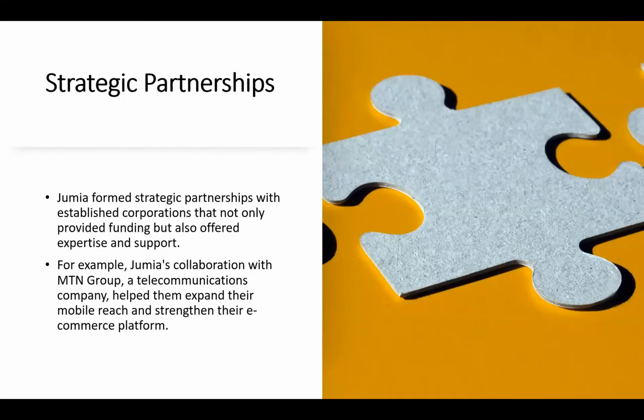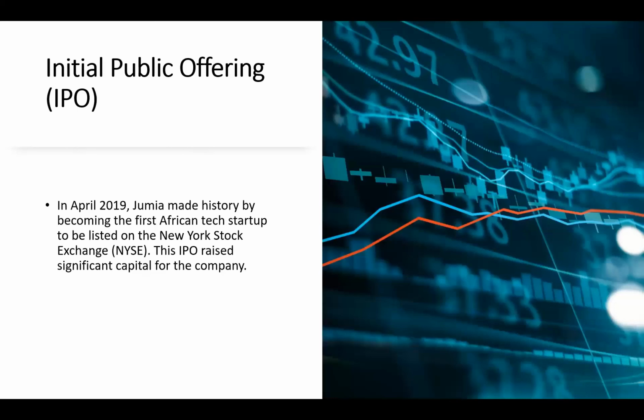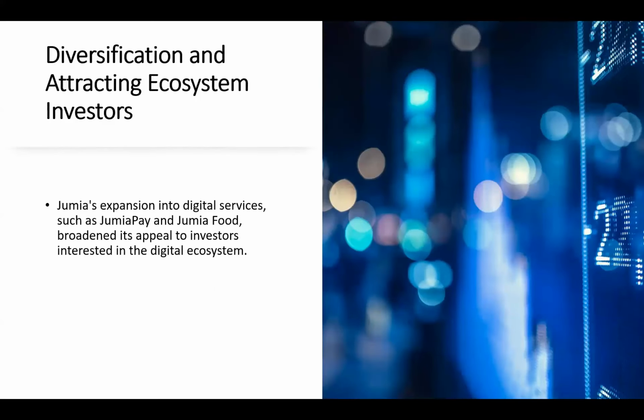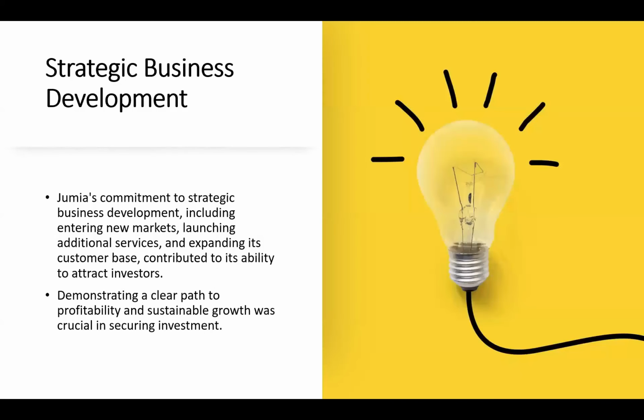They made strategic partnerships. And then they did an IPO in 2019, becoming the first startup from Africa to be listed on the New York Stock Exchange. So you can have your startup right now, and it can go up to that level. It can even be listed on the Nairobi Stock Exchange. So I will not take a lot of time on this.